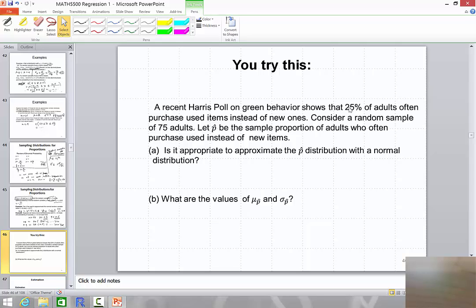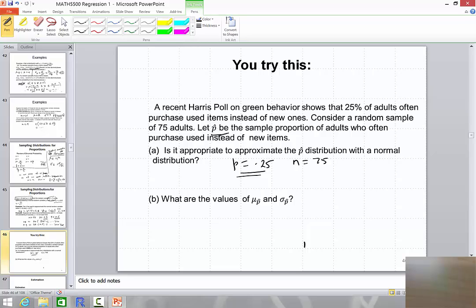25% of the adults often purchase used items. Okay, so 25% do that. That means p is equal to 0.25, right? And the sample is 75 adults, so n is equal to 75. And p hat is the sample proportion. This is the population proportion; p hat is the sample proportion.